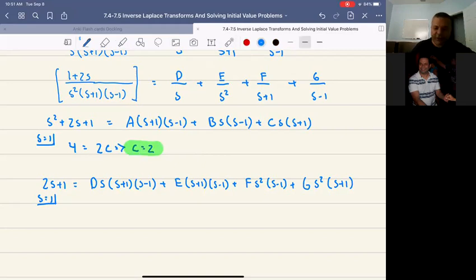Let's take a look at the other one. When s equals 1 here, on the left-hand side we get 3 equals 0, 0, 0. We're left with just g, so we have 2g. So g equals 3/2.